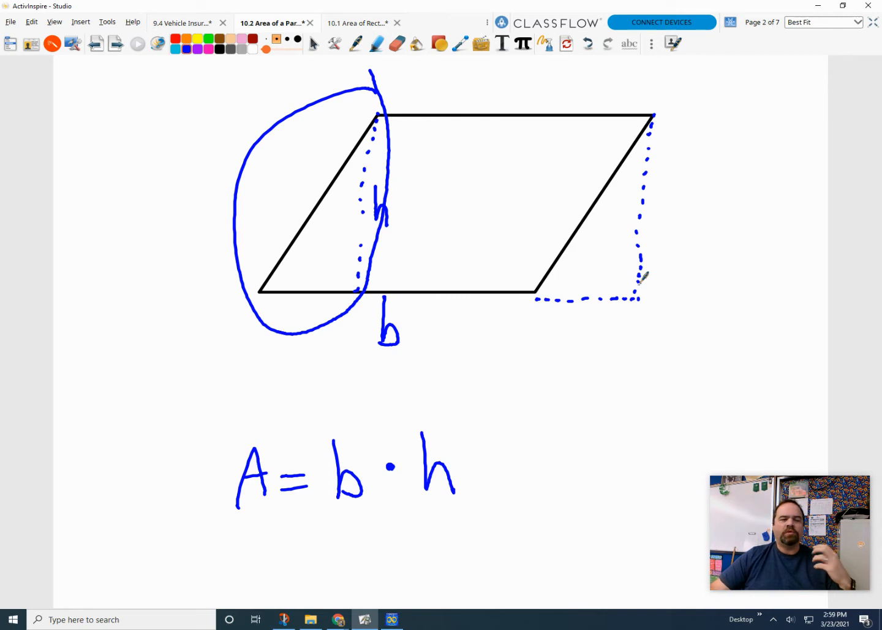That's why I think the formulas are so similar. I've got length times width, base times height. It's really the same thing if you can in your head snip that and move it over. The big thing is you do not use the sides to find the area of a parallelogram.